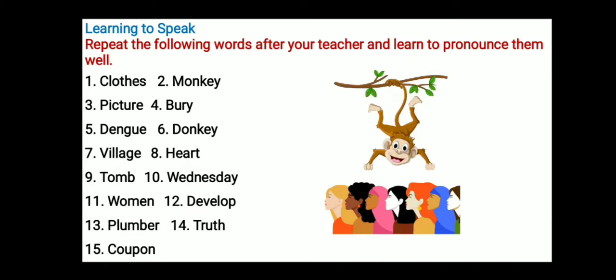Women. It is commonly mispronounced as woman. The correct pronunciation is women. Develop. It is commonly mispronounced as develop. The correct pronunciation is develop. Plumber. It is mispronounced as plumber, but the correct pronunciation is plumber. R is silent. Truth. It is mispronounced as truth. The correct pronunciation is truth. Coupon. Sometimes it is mispronounced as coupon. The correct pronunciation is coupon.